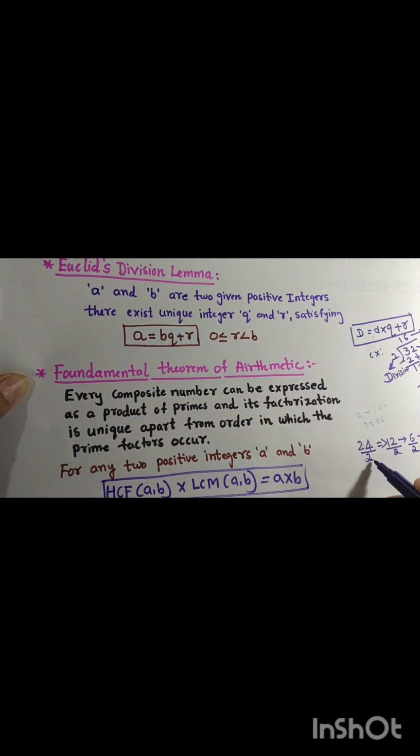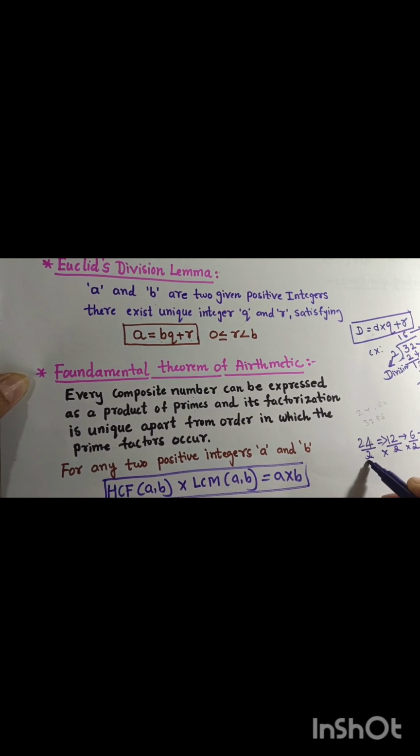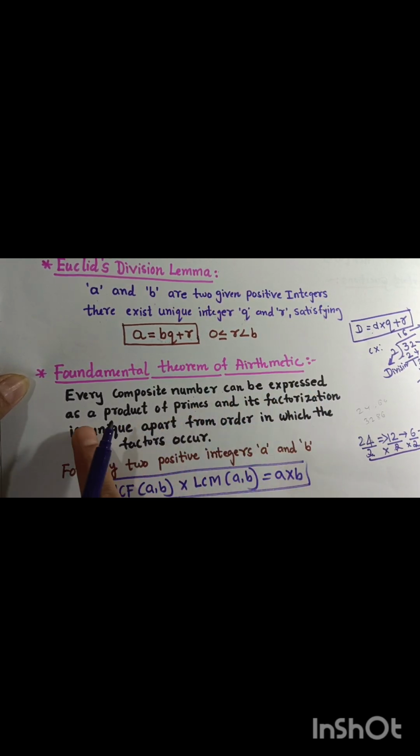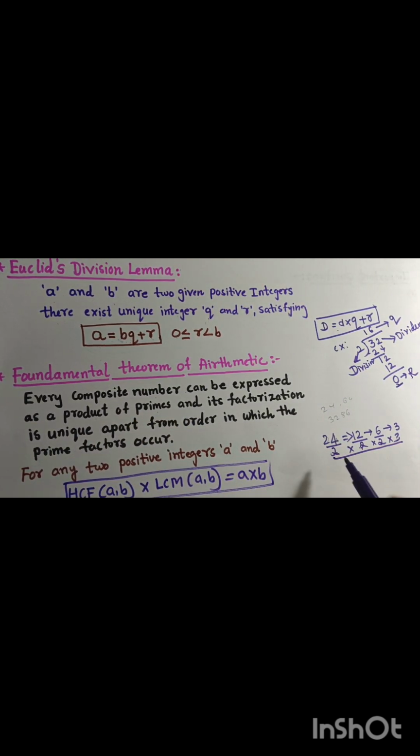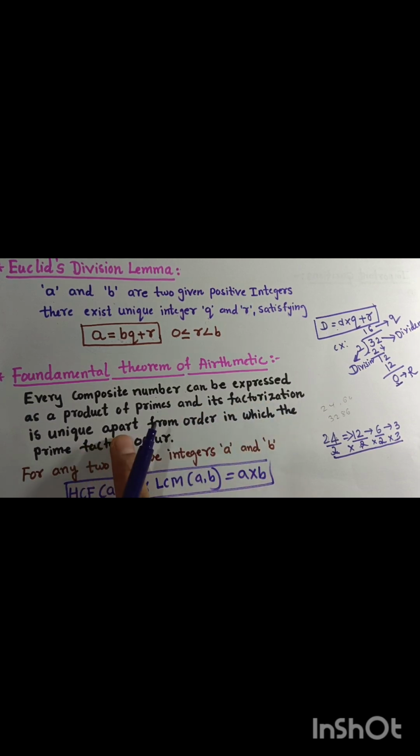See, 2, 2, 2 and into 3. So 2 into 2 into 2 into 2. So these all are prime numbers, means it can be expressed as a product of primes. See, 2 into 2 into 2 into 2: 2 2s are 4, 4 2s are 8, 8 3s are 24. So as a product of primes, and its factorization is unique.